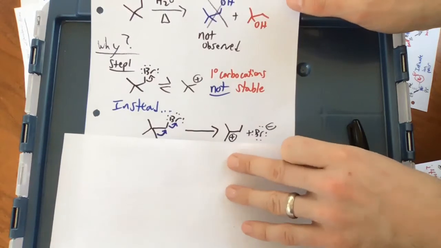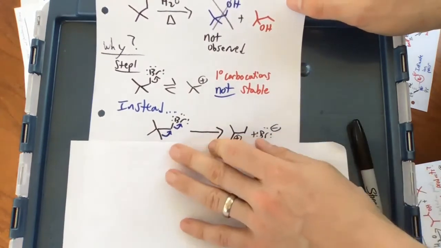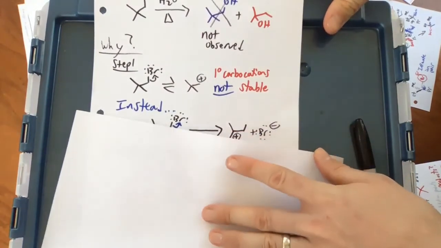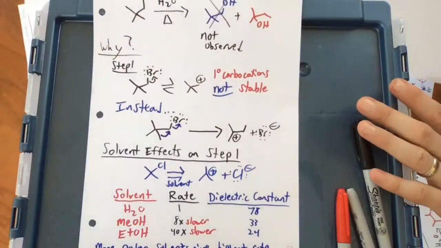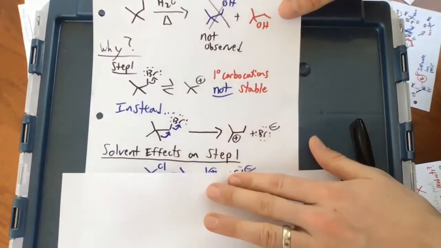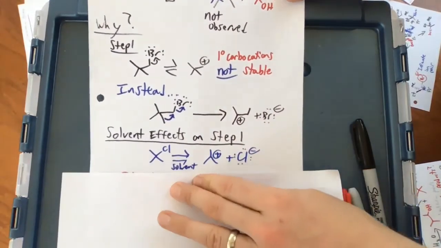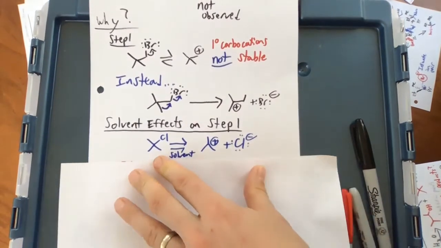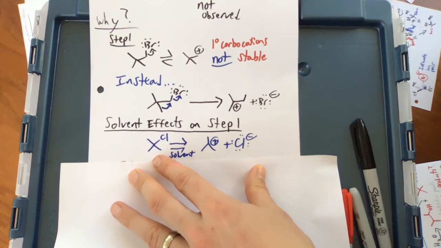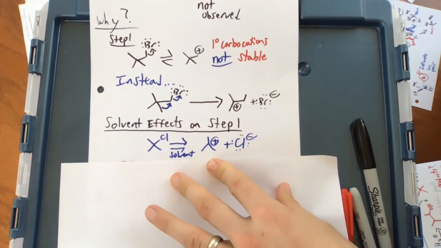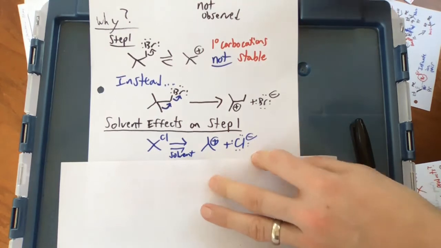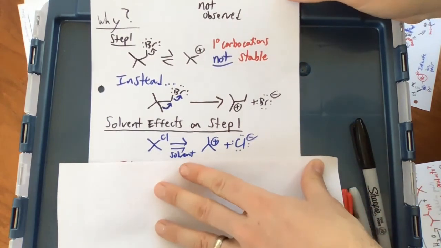So now that we've seen what rearrangements can do in SN1 and E1 reactions, why don't we have a look at solvent effects on these reactions? If you run this reaction with 2-chloro-2-methylpropane in a solvent to generate the carbocation and chloride anion, you'll see a very big difference in the reaction rate based on the solvent.